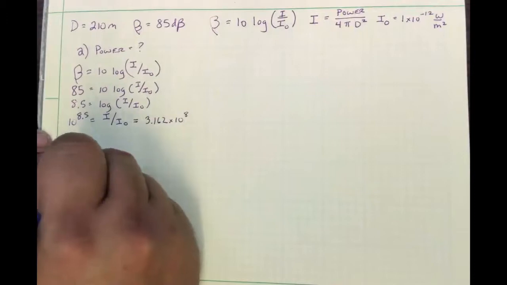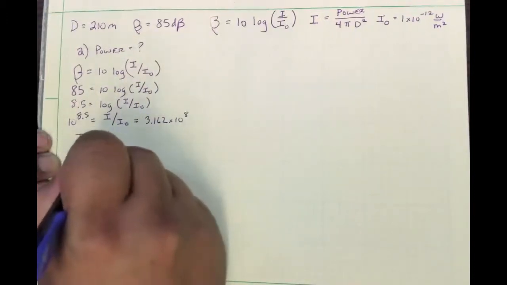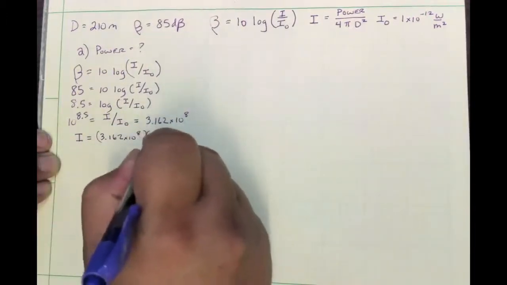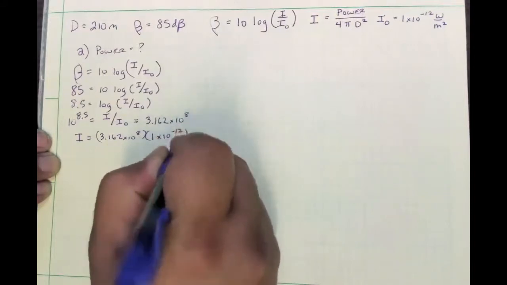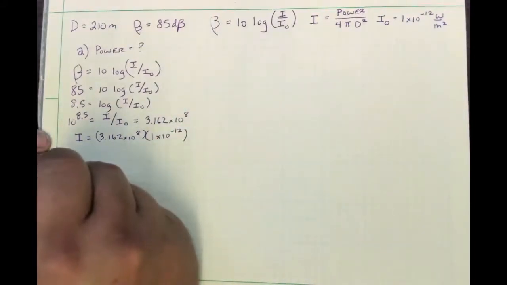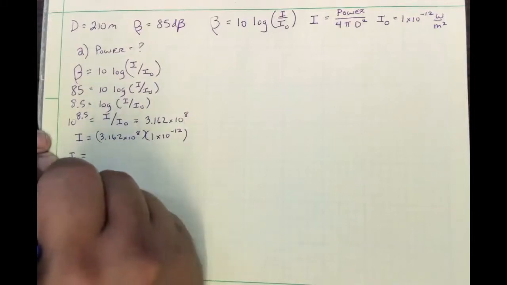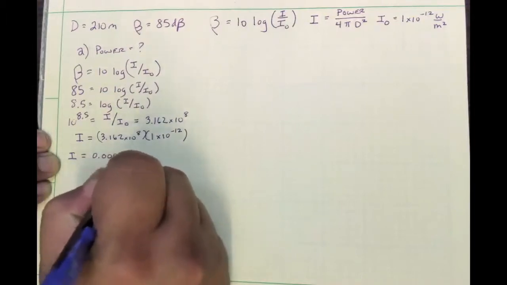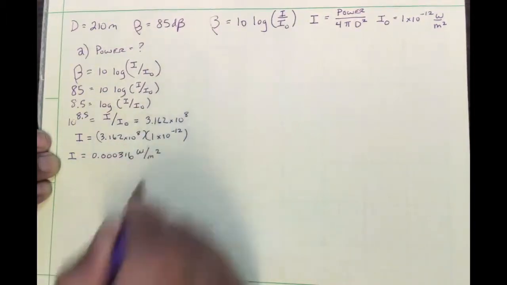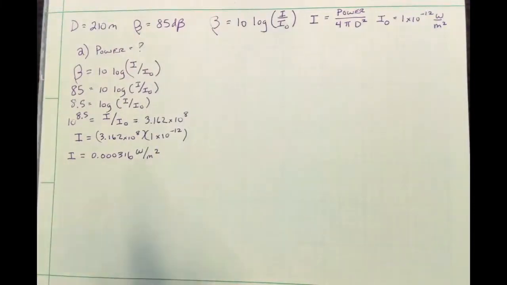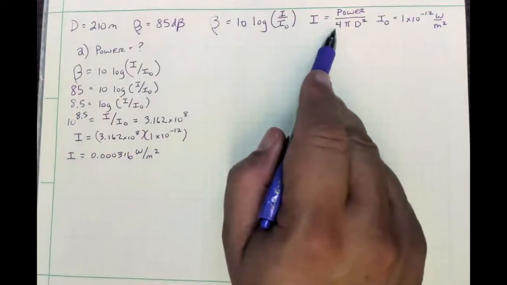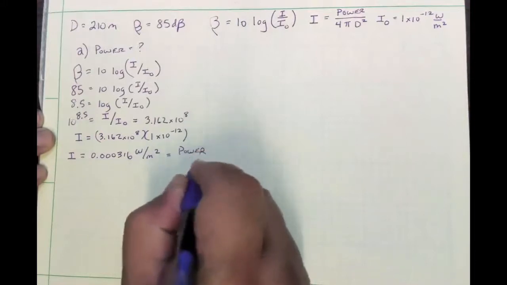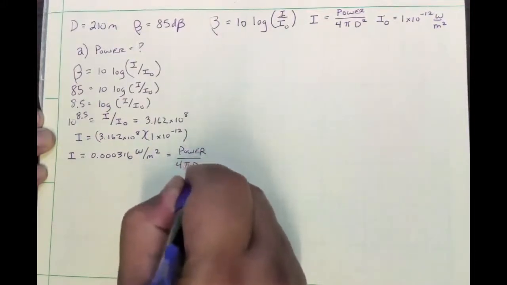So we can calculate the intensity of the sound as 3.162 times 10 to the 8th multiplied by 1 times 10 to the minus 12, the threshold of hearing. That gives us an intensity of 0.000316 watts per square meter. Then we look up here and we see the formula for intensity. That's going to be the power divided by 4 pi times the distance squared.